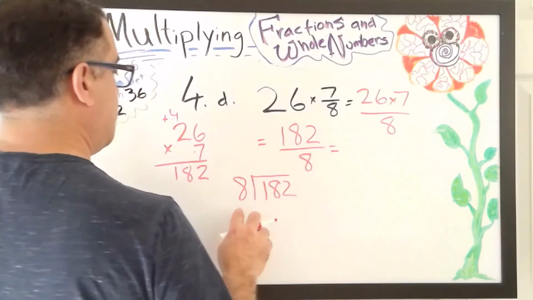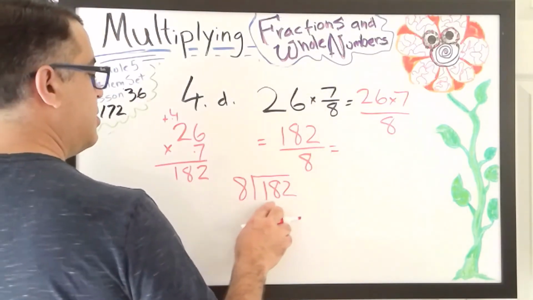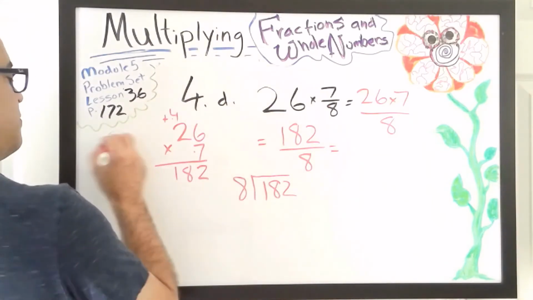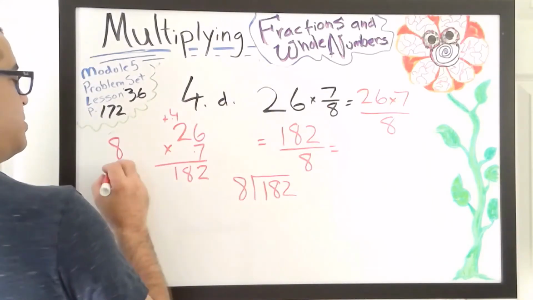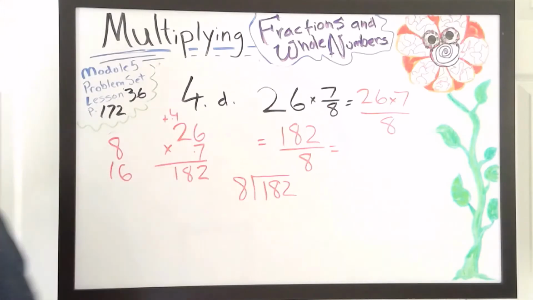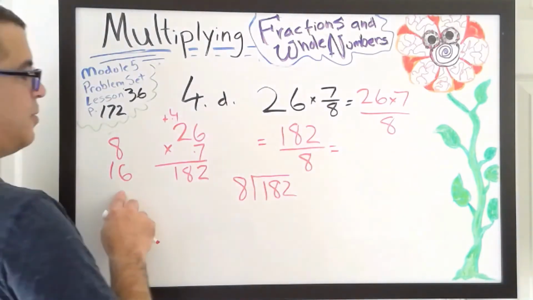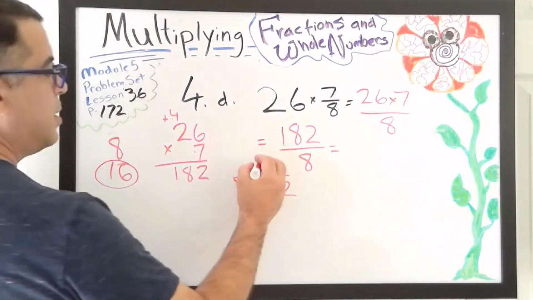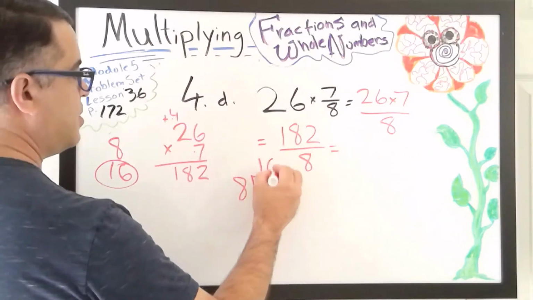Let me show you. How many sets of 8 are there in 18? Well, we do our multiples on the side here. The first multiple of 8 is 8. The second multiple of 8 is 16. 8 times 2 is 16. 8 times 3 is 24. That's too big. So we have to go with the second multiple. So we have, so far, 2 whole numbers.